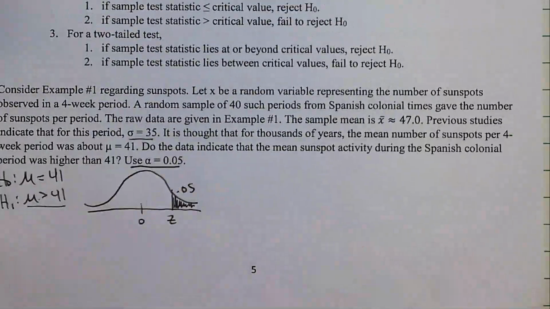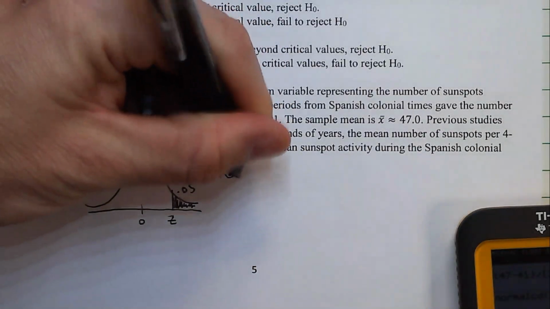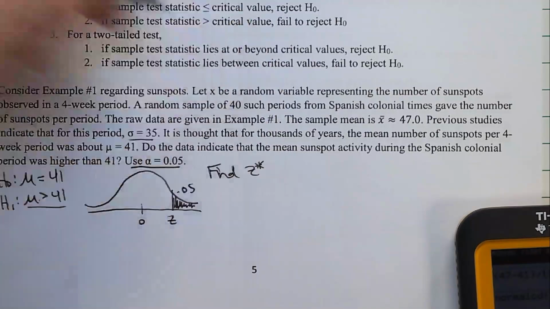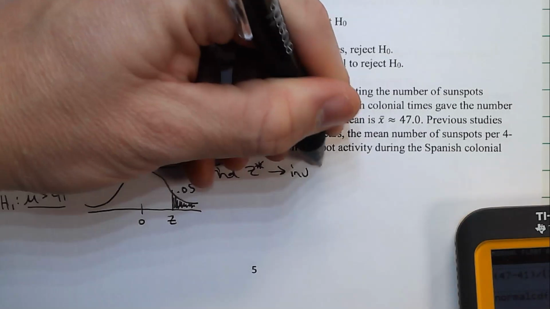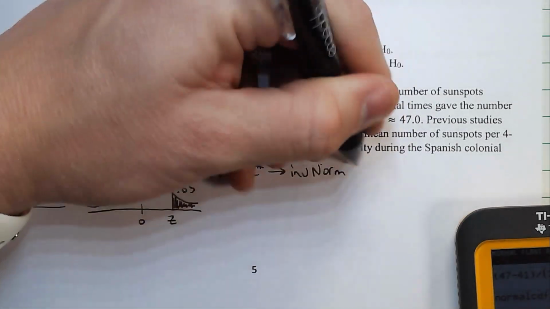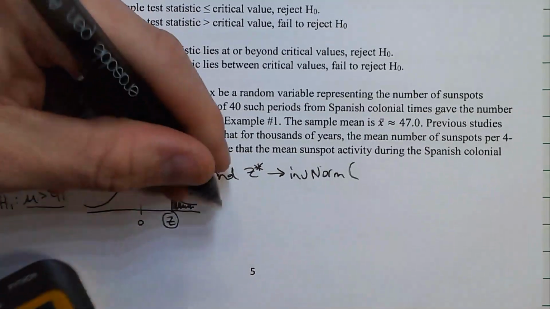If you don't like this method, I don't blame you. It's not my favorite method to do. What I have to do now is find the critical value. I'll call it z star. So how do I find z star? I could use my calculator and go to inverse norm. I could also use a z table and look at the area. I'm wanting to know this z value. That's what I'm trying to find.